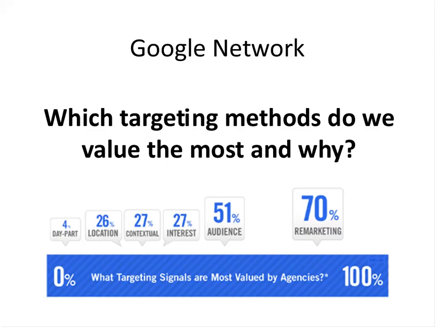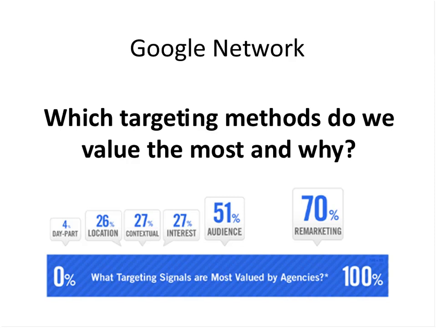So which targeting methods do we value the most and why? This is interesting, this little chart that I've got based on what agencies value the most, and it's very similar actually to what we value the most here. All of these options in the Google Display Network can be bewildering. So where do you start? You start definitely at what you value the most, what's going to be the most effective. So for us, we definitely start on the right-hand side.